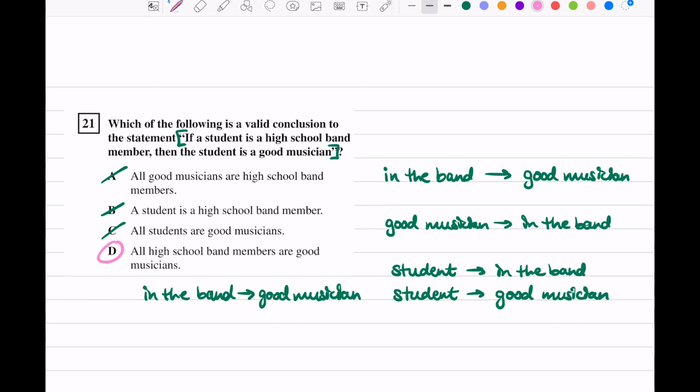So these kinds of questions can be a little tricky. I encourage you to write out little notes like this. If you can make the statement a little simpler, then you can focus on the logic. So option D, all high school band members are good musicians, just says if you're in the band, you're a good musician. So it's easier to think about that way.